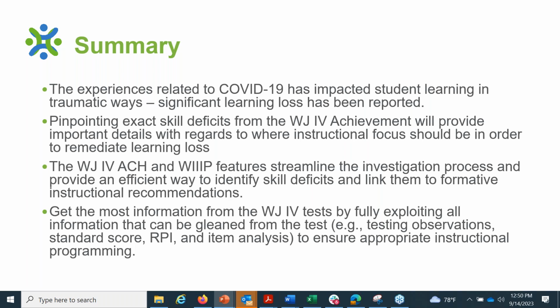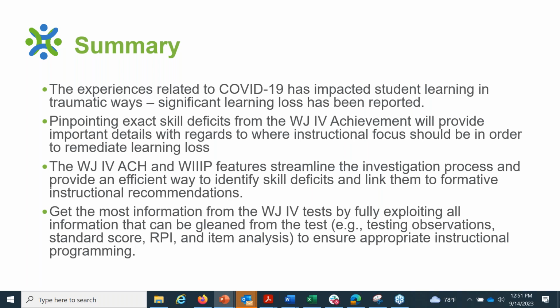Again, we can do it by hand, but if we really want to streamline that process, we do have access to a software program, the WIP, that works along with the WJ Achievement to investigate those areas of deficits and provide an efficient way to link those skill deficits to formative instructional recommendations. So make sure that as you're using these tests, you're fully exploiting all the information that can be gleaned from the test.